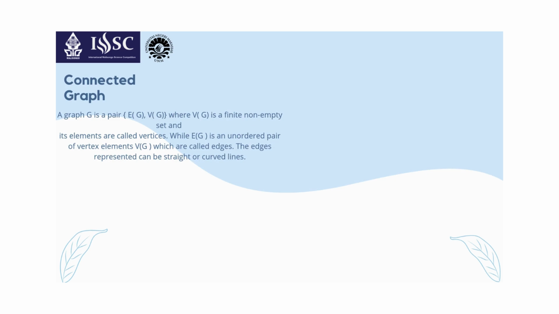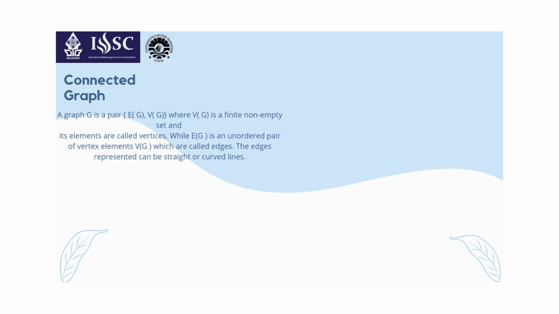A graph G is a pair (V(G), E(G)), where V(G) is a finite non-empty set whose elements are called vertices, while E(G) is a set of unordered pairs of elements of V(G), which are called edges. The edges can be represented as straight or curved lines.